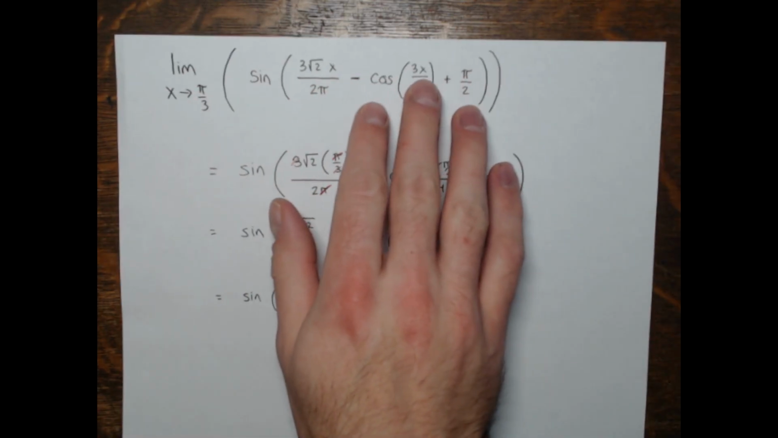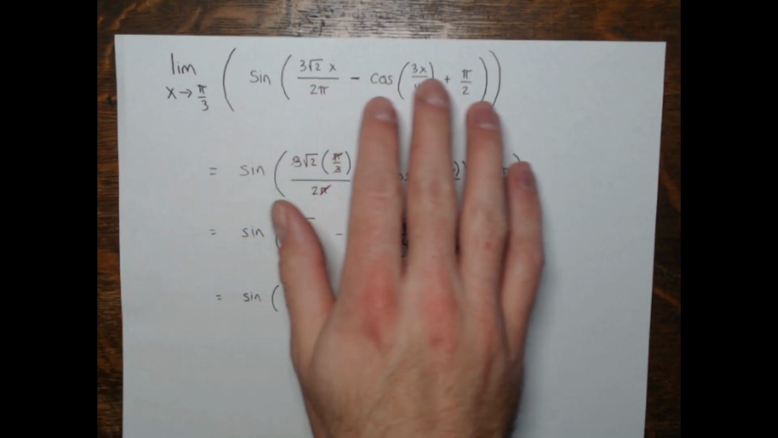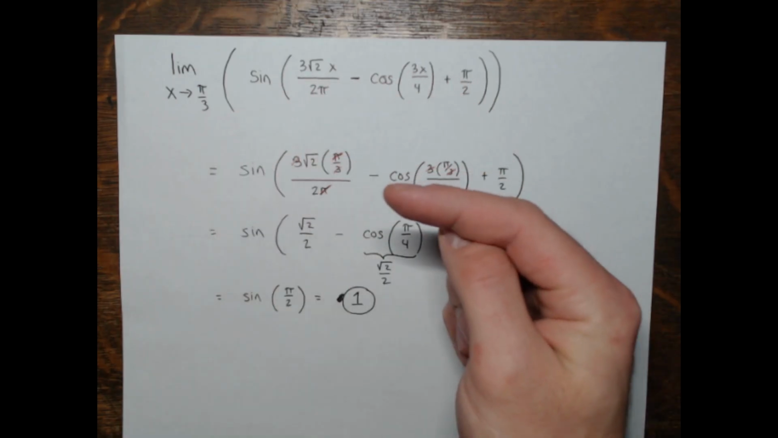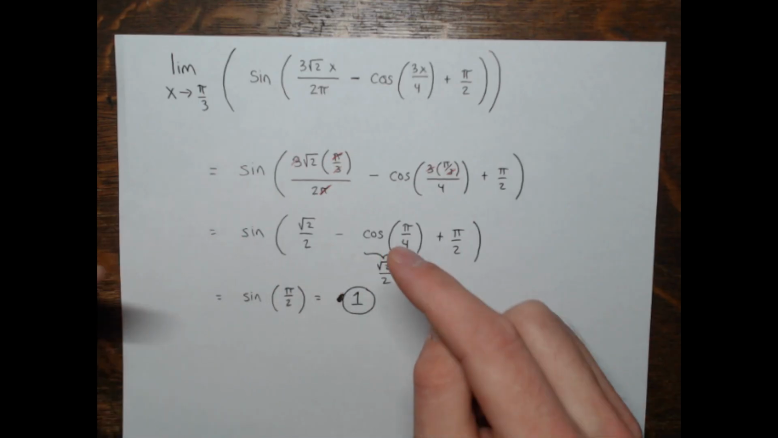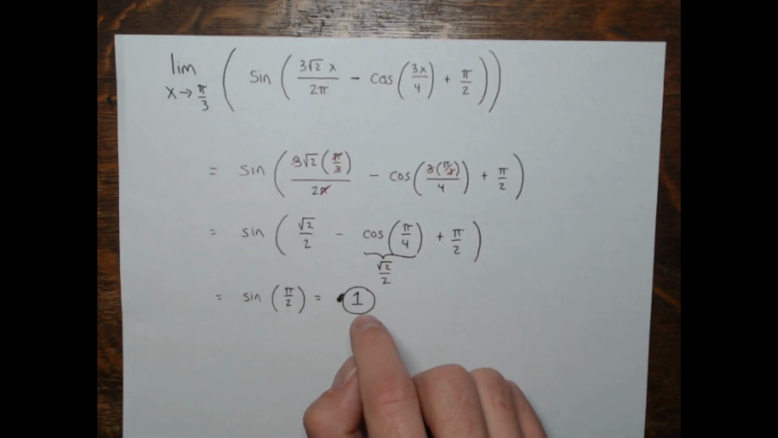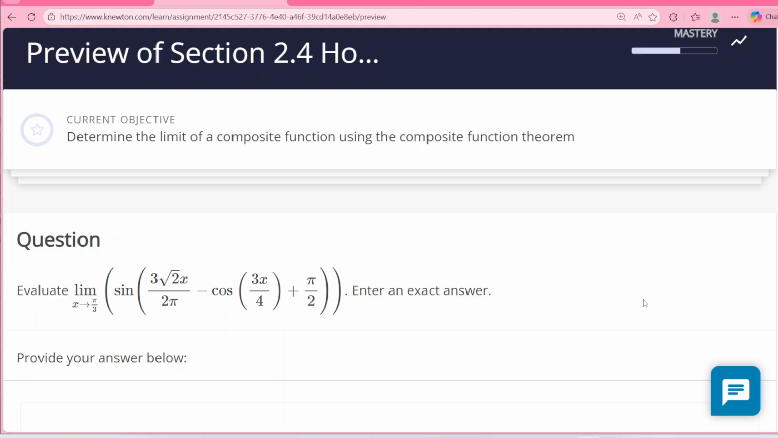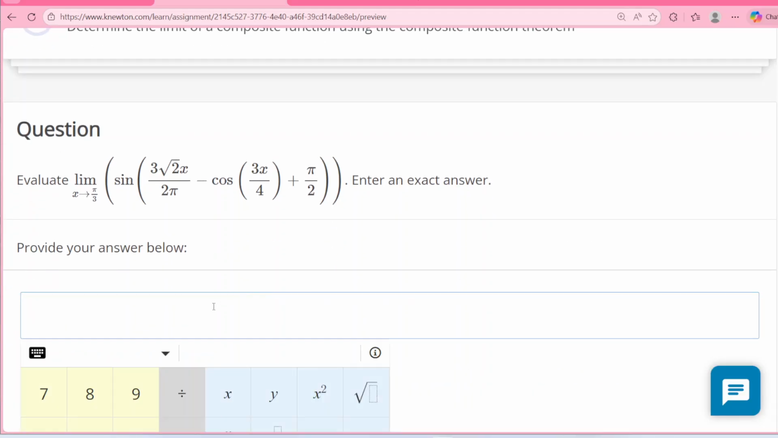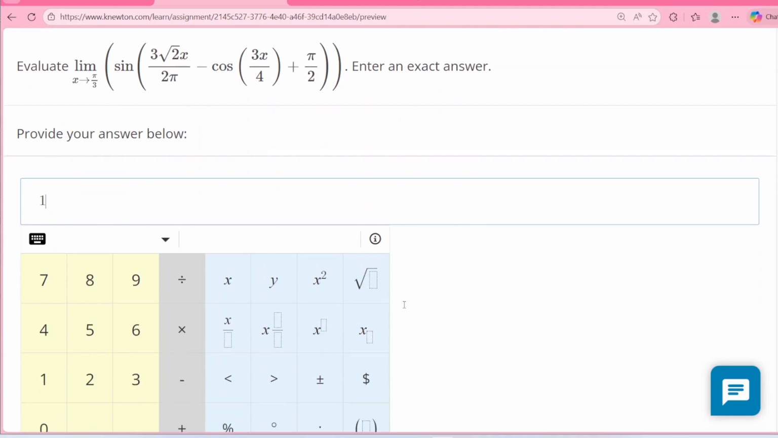And you could go to Desmos and make a table of this, a graph of this, and see that as x approaches pi over 3 from both sides, you'll approach the point pi over 3 comma 1. It has a limiting value of 1. So I asked to enter an exact answer, which is just the number 1.